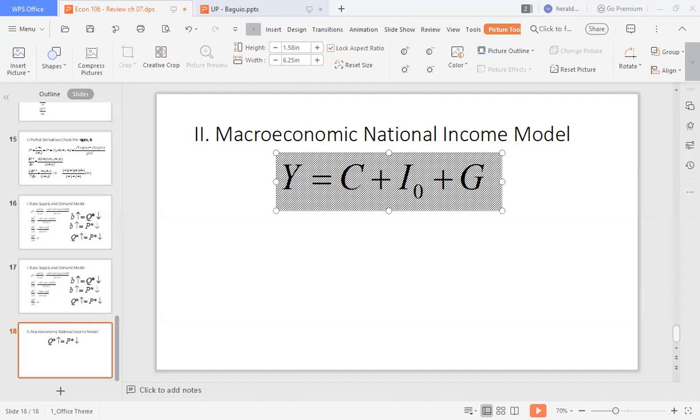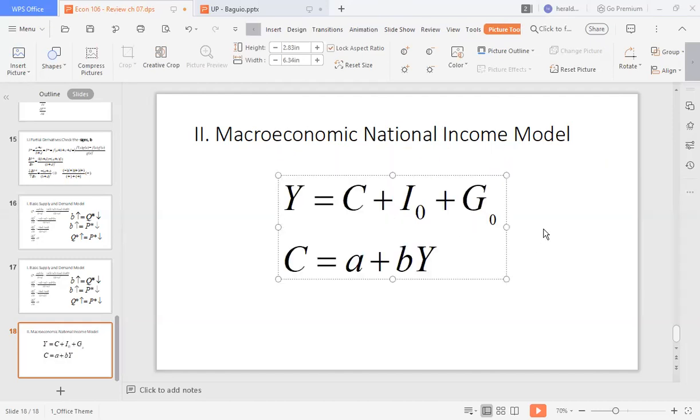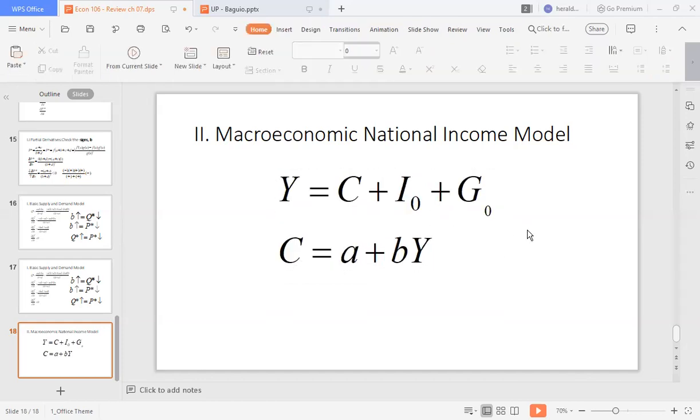All right. So for our example of a macroeconomic national income model, we have these two equations. We have Y equal to C plus I plus G, and we also have our C here, our planned consumption expenditure, which is equal to a plus bY. So again, starting off first with defining our parameters and our variables.